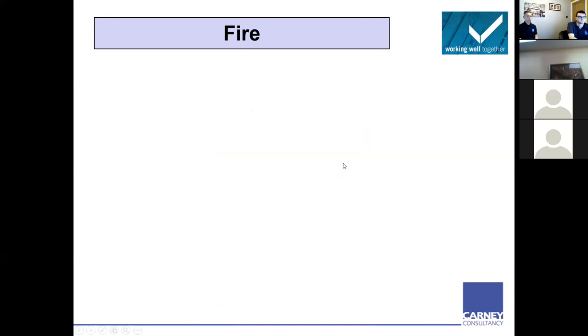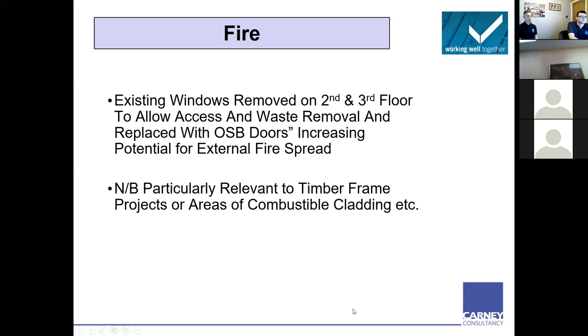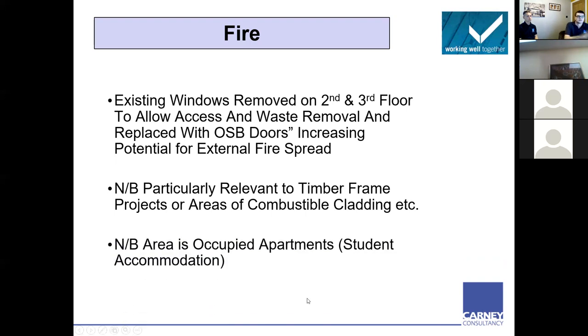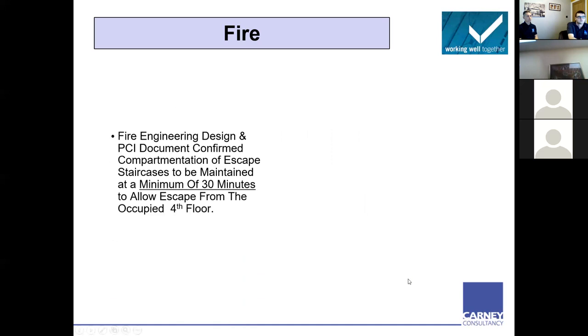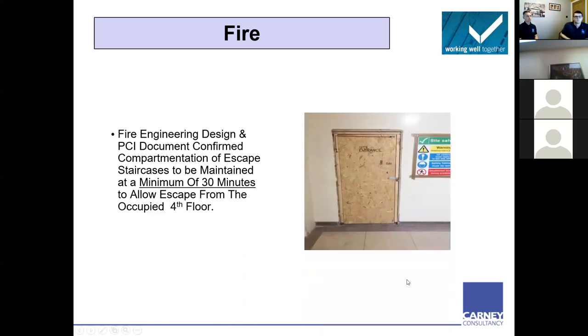So a bit of a case study. It was a refurbishment project that took existing windows out and replaced them with OSB doors. We'll talk about an OSB door, because you're thinking, what's he talking about, an OSB door? But you'll see a photo in a bit. This is massively relevant when it comes to timber frame, and it also had occupied apartments. On the top floor, there were occupied apartments. However, there was refurbishment work on the ground and first floor.